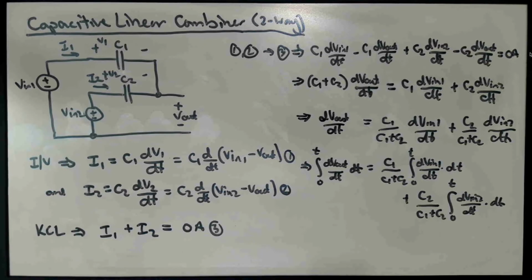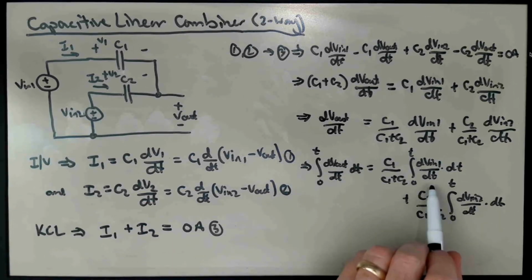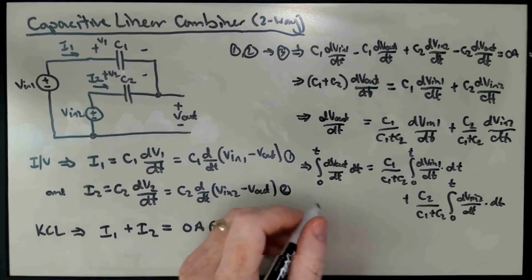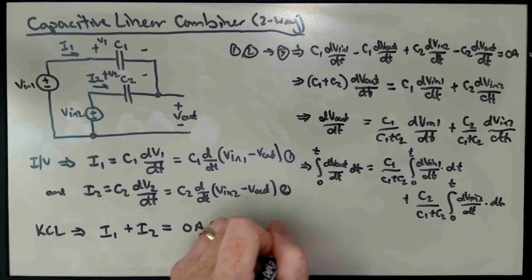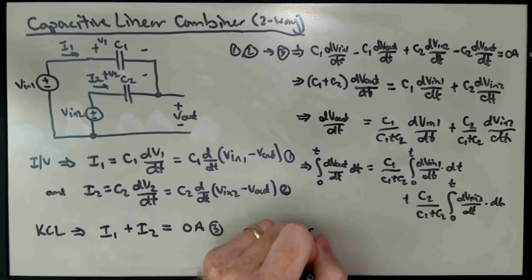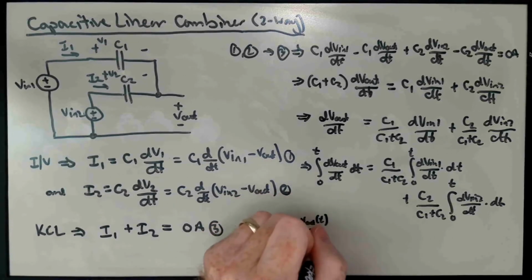And it turns out these integrals are actually quite easy to do because we can change variables in this integral to Vout. We can change variables on this integral to Vin1, and we can change variables on this integral to Vin2. And so doing that, this becomes the integral from Vout of 0 to Vout of t of dVout.